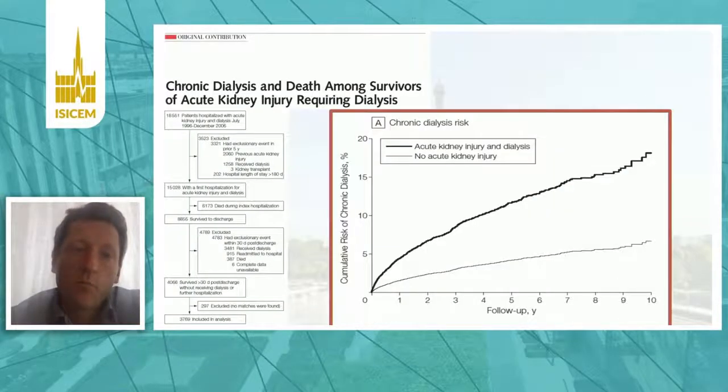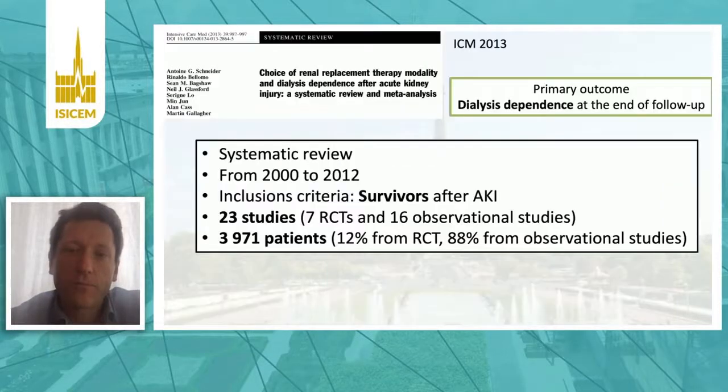This is important since we know that acute kidney injury is associated with occurrence of chronic kidney disease during the years after ICU stay. So maybe it could be interesting to ask the question of the modality and the renal function recovery in our ICU.